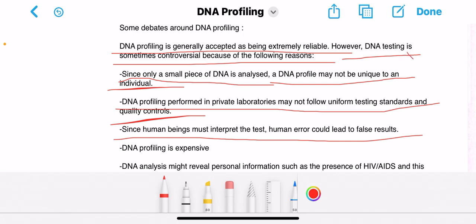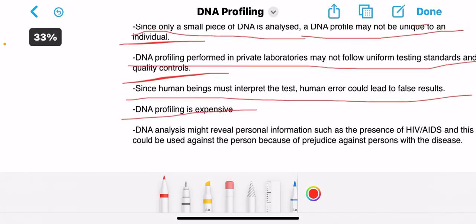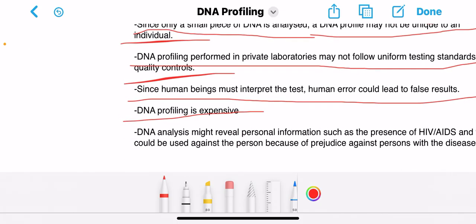Also, another reason is that DNA profiling is expensive. Yeah, we all know in South Africa we are mostly from disadvantaged backgrounds, so DNA profiling is expensive.